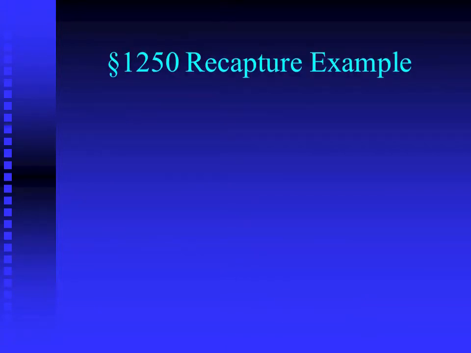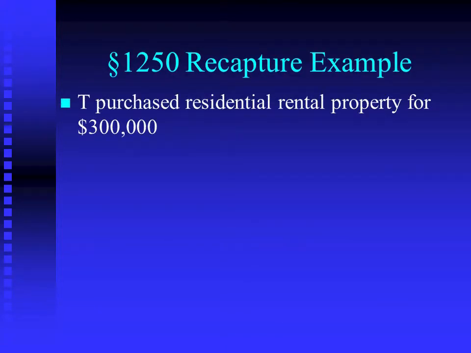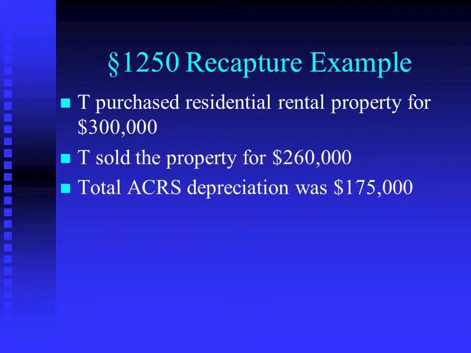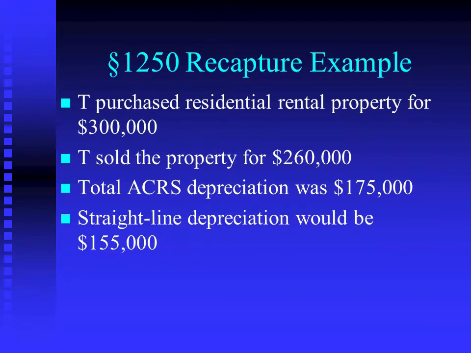So here's our 1250 example. You purchased rental property, sold it. Here's your accumulated depreciation. Straight line would have been 155,000. And don't let that ACRS confuse you. That was just the rules that were in play right before 1987. And so this is when some accelerated depreciation was available on buildings.